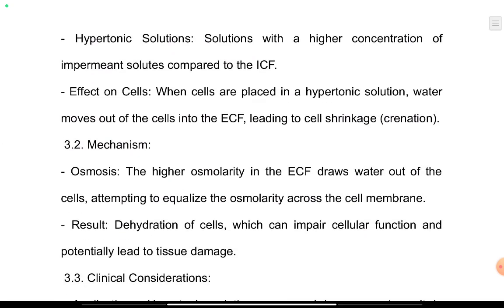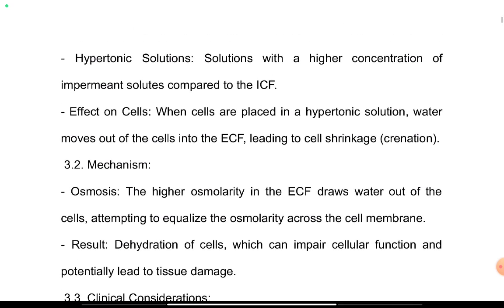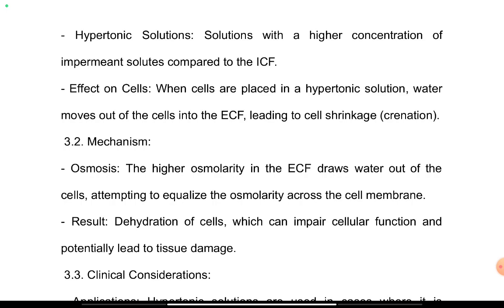So this is hypertonic solution. We have talked so much about it. Hypertonic is just opposite to hypotonic. Hypertonic will throw out water from the cell, leading to shrinkage of the cell or crenation. So this is the crenation I'm talking about.